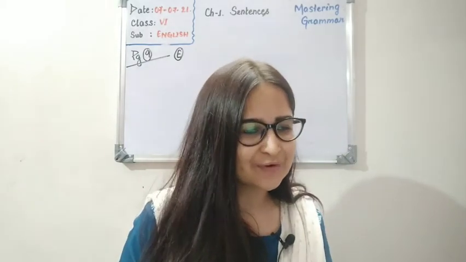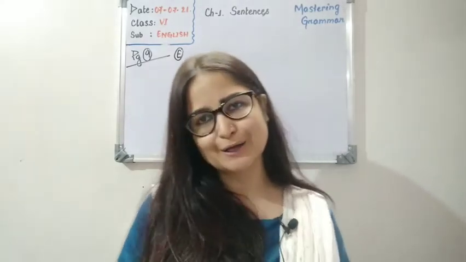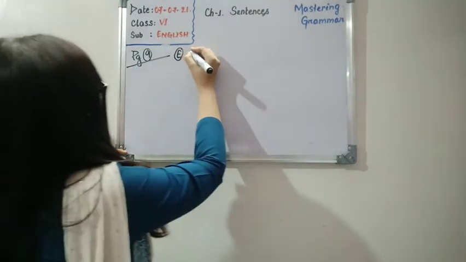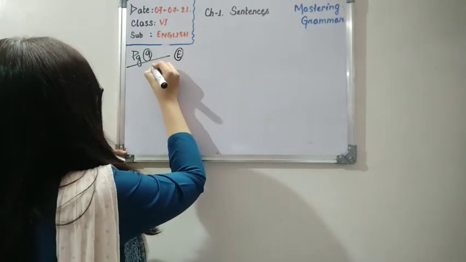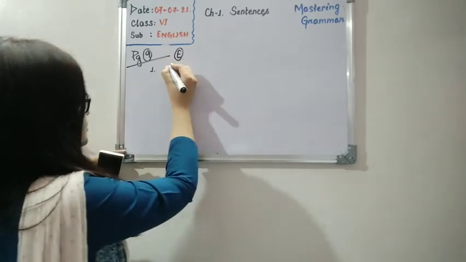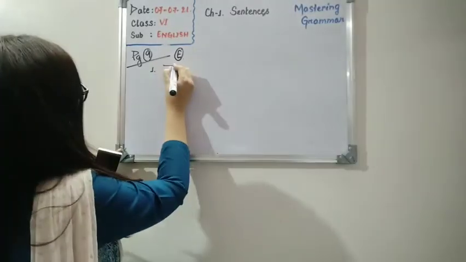Okay, so the first one has been done for you. What is the first one? John is going to the market. So let's see that, children. You just write the heading here. What is the question? And then we will follow. One, the question is, John is going to the market.